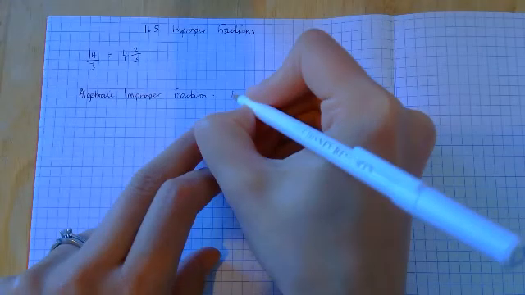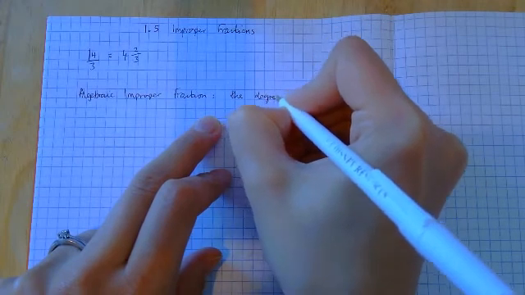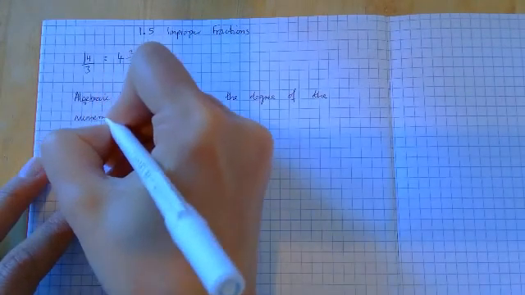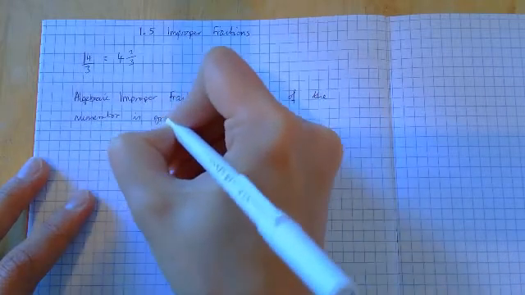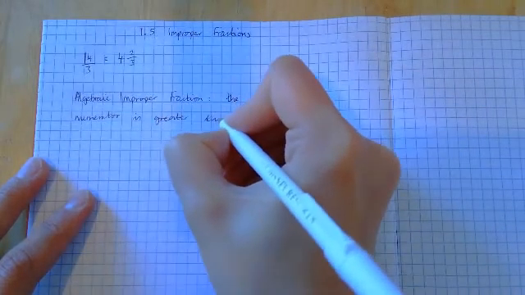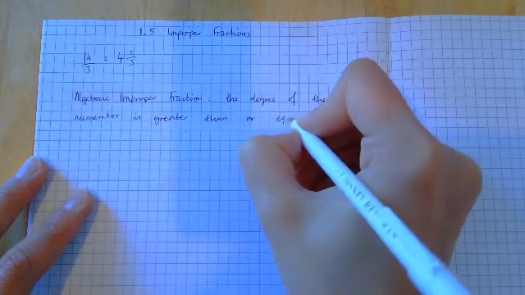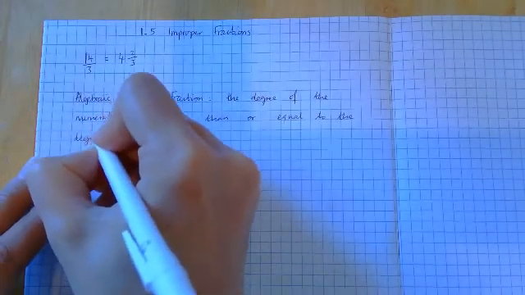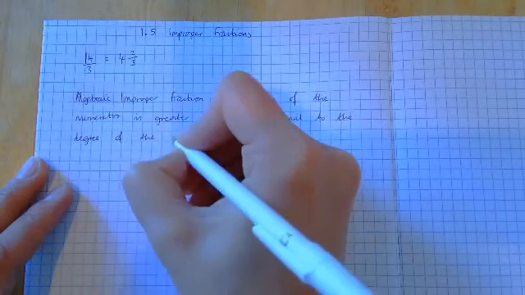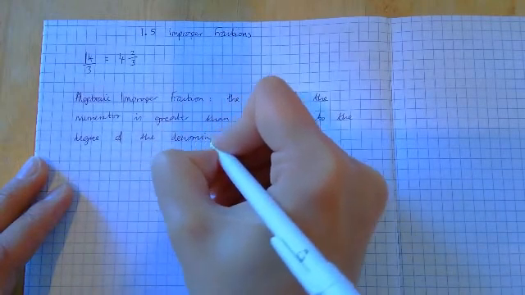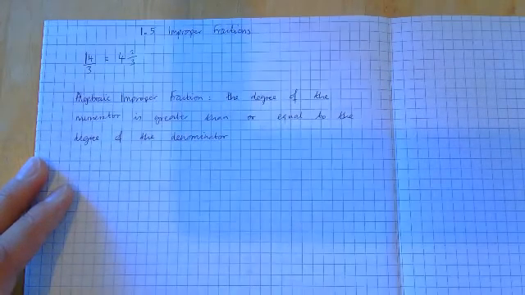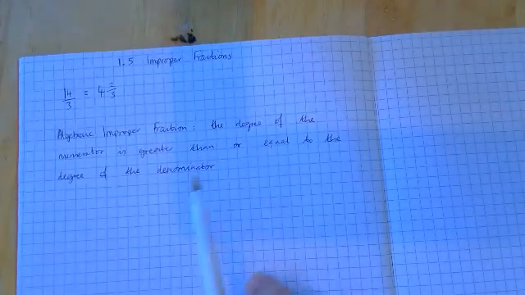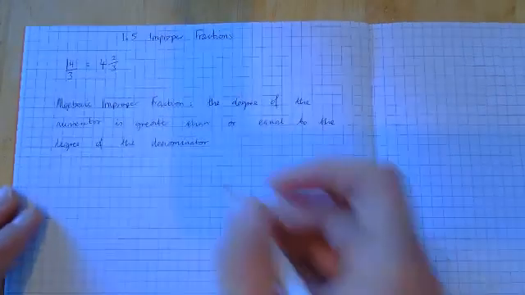So let's say the degree of the numerator is greater than or equal to the degree of the denominator. So I'll give you some examples now of what we mean by that. The degree of the numerator is greater than or equal to the degree of the denominator.